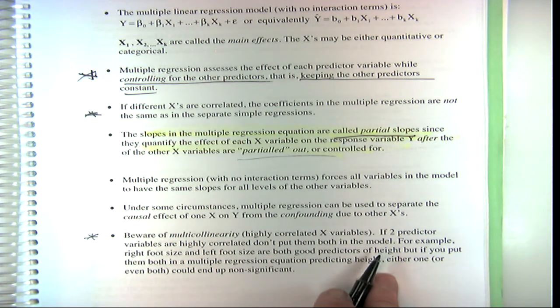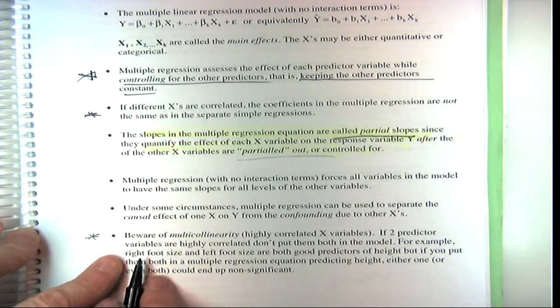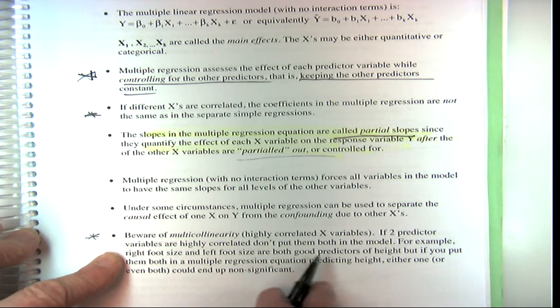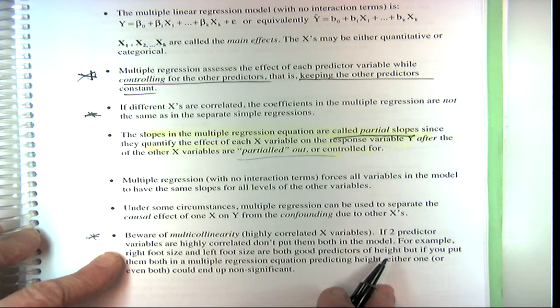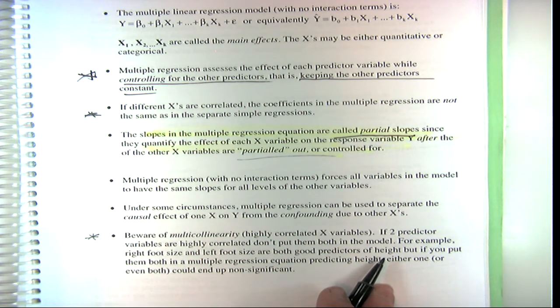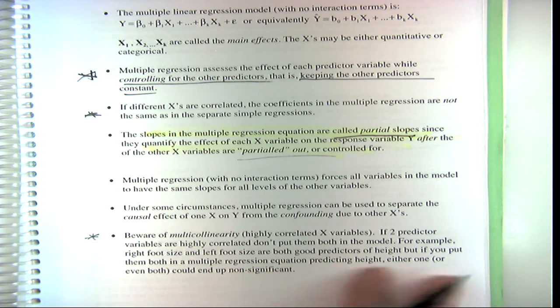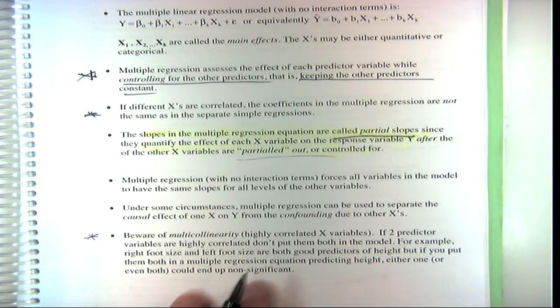An obvious example would be your right foot size and your left foot size, which are both good predictors of height. You'll get a very strong correlation between either one of those and your height if you use them separately. But if you put them both in a multiple regression equation, because they're so highly correlated, they're almost the same thing, either one or both could end up being completely not significant or even have a negative effect, because it's looking for the best fit.